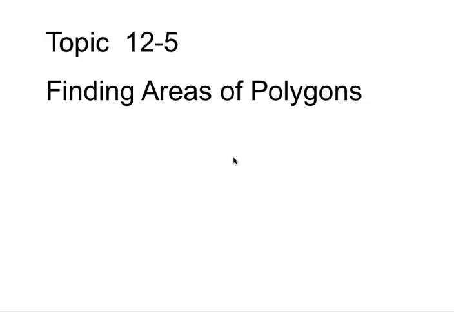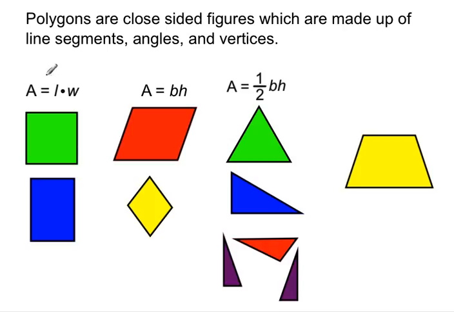Okay, kids, in this video, what we're going to do is look at finding the area of other polygons, okay? And in order to do that, we're going to start out by looking at some basics. Polygons are closed-sided figures that are made up of line segments, angles, and vertices, okay?